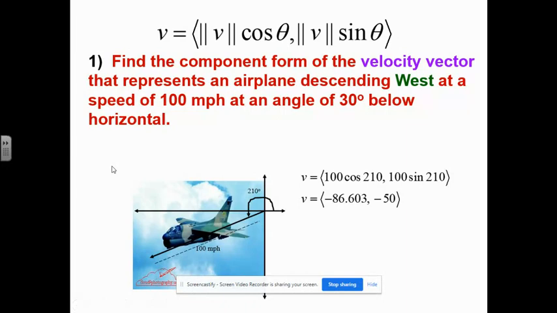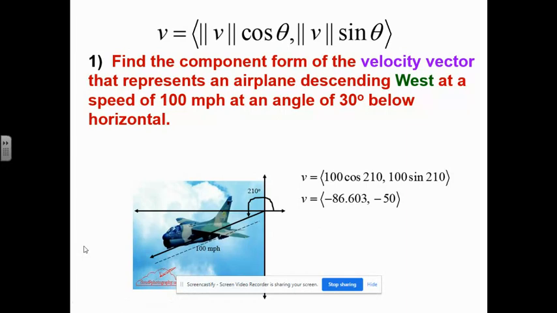Find the component form of the velocity vector that represents an airplane descending west at a speed of 100 miles per hour at an angle of 30 degrees below horizontal. It's descending west, so it is west, but at an angle of 30 degrees below that western direction. Remember that for our angles, we go back to our unit circle and we always start at the positive x-axis and then rotate counterclockwise. So if it's 30 degrees beyond our west direction, then 180 gets you to the west direction, plus that additional 30 gives you a direction angle of 210.